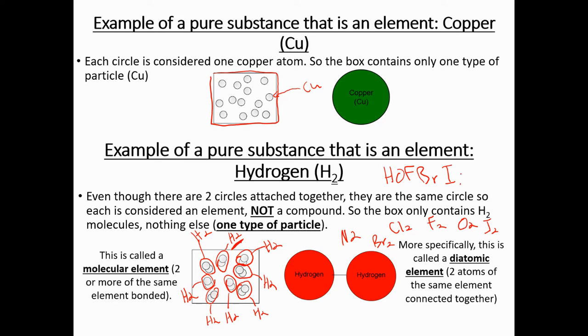These are the ones that are found in nature with twos at the bottom. So they're examples of molecular elements, but they're specifically diatomic because they're found combined with another one of themselves in nature.